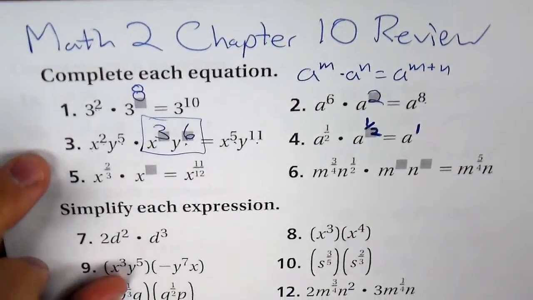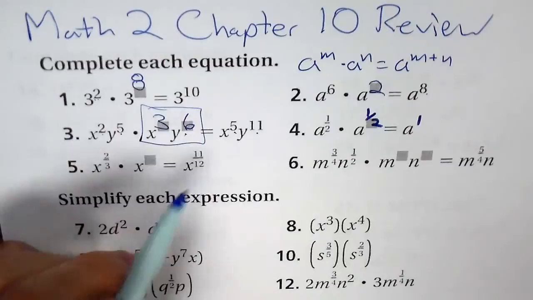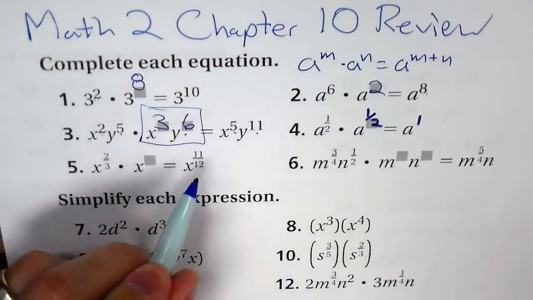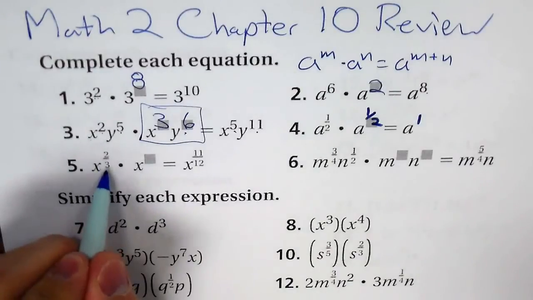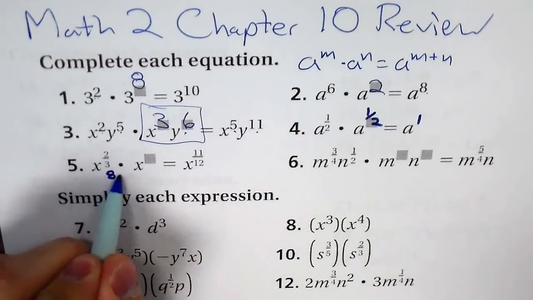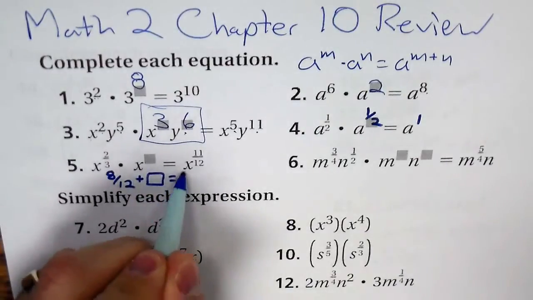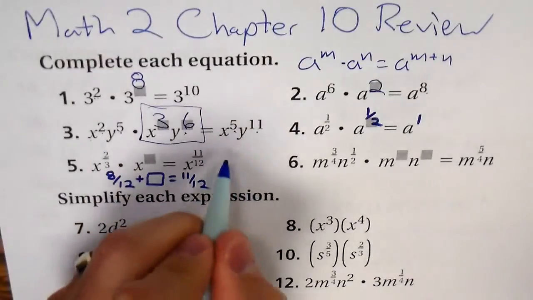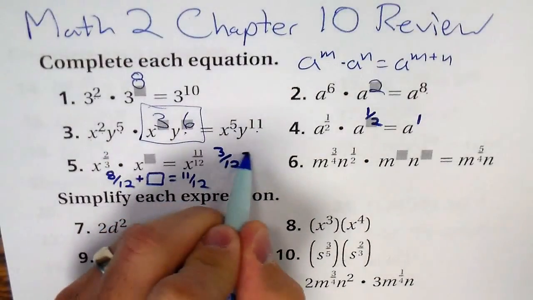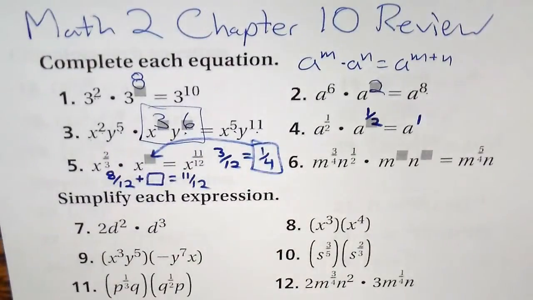Number 5, we have x to the 2/3 times some power equals x to the 11/12. Now I want it to be in terms of denominator being 12, so I could do 2/3 and make that 8/12 plus some exponent equals 11/12. Well, I can see I need 3 more, so I need 3/12, which is 1/4, which would be my answer.